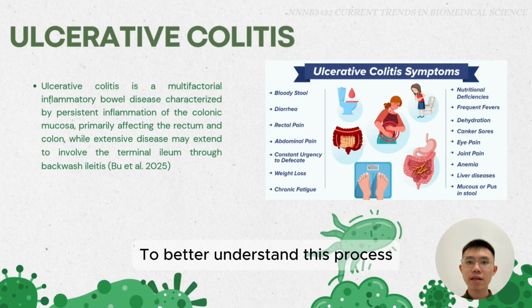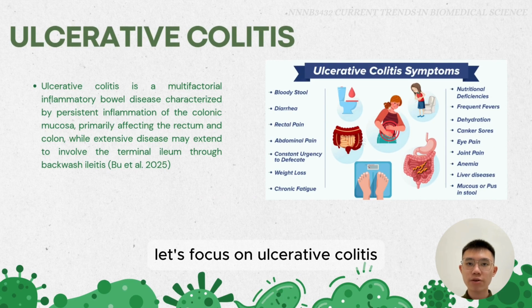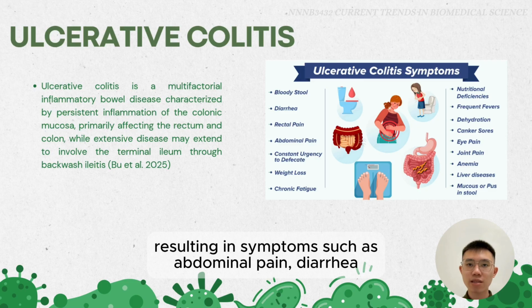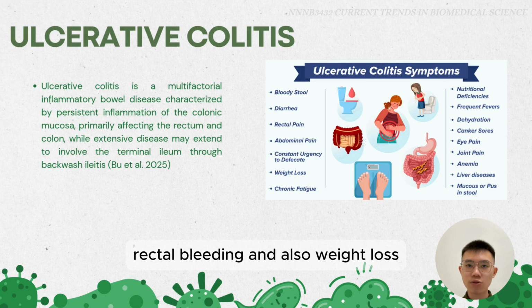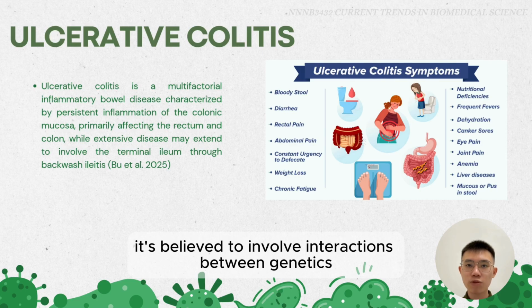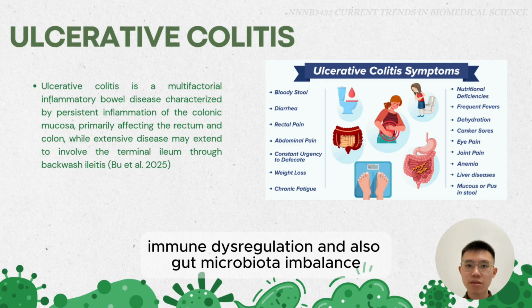To better understand dysbiosis, let's focus on ulcerative colitis. Ulcerative colitis is a chronic inflammatory bowel disease that mainly affects the rectum and also the colon. It causes persistent inflammation of the intestinal lining, resulting in symptoms such as abdominal pain, diarrhea, rectal bleeding, and also weight loss. Although the exact cause is still unknown, it is believed to involve interactions between genetics, environmental factors, immune dysregulation, and also gut microbiota imbalance.